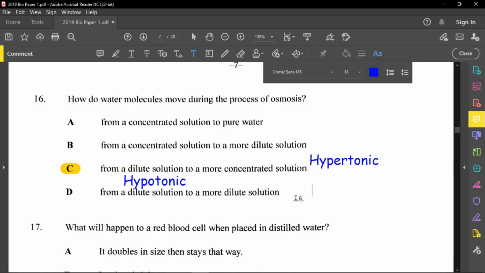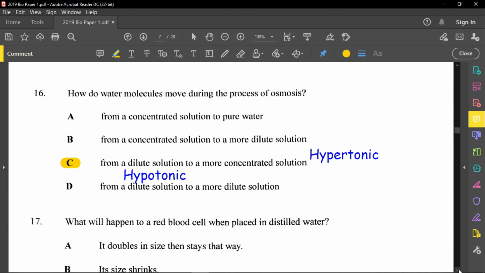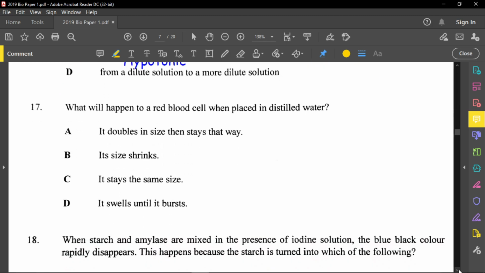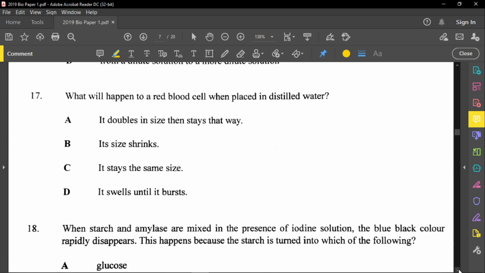All right, so great. Let's go to number 17 real quick. Number 17 says, what will happen to a red blood cell when placed in distilled water? For option A, double in size and then stay that way: it can double in size, which is true, but if it's distilled, it's going to keep on increasing in size. So doubling in size can occur, which means getting bigger. Shrinking in size, which is B, is not correct. Staying the same is also not correct.